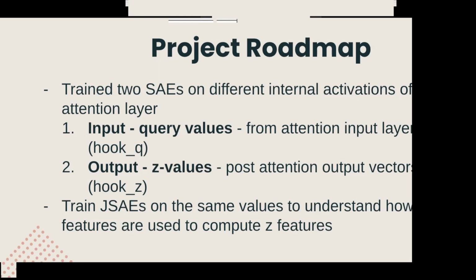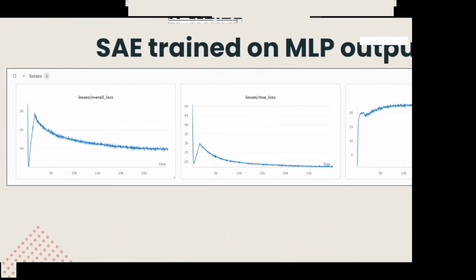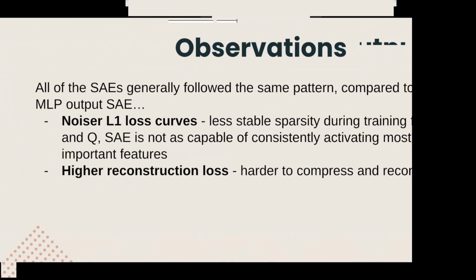After weeks of running out of compute in Google Colab, this probably happened 6 or 7 times, here we are. So this is the SAE trained on Q values, and this is the SAE trained on Z values. You can see that they're very similar. And then this is the one trained on the MLP output. And what we notice here are two observations mainly.